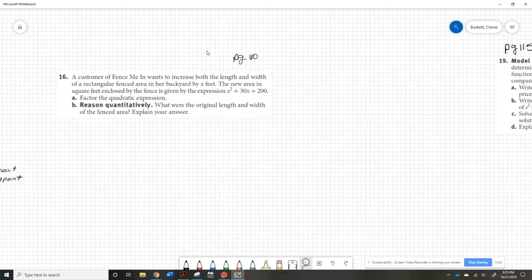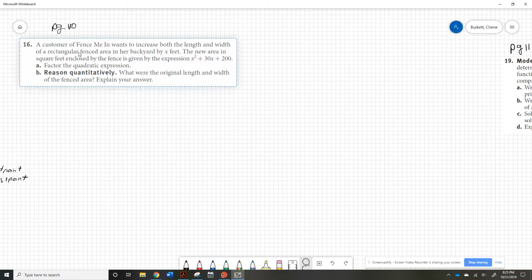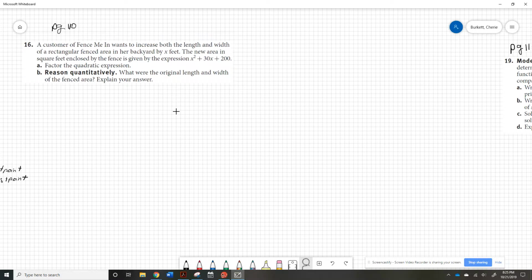We are looking on page 110 and 110, number 16. Let's see if we can move it up a little bit. A customer fenced me in, wants to increase both the length and the width of the rectangular fenced area in her backyard by X feet. Okay, let me make sure you see what's happening. What's the situation here? We have the backyard. It says it's a rectangular backyard.